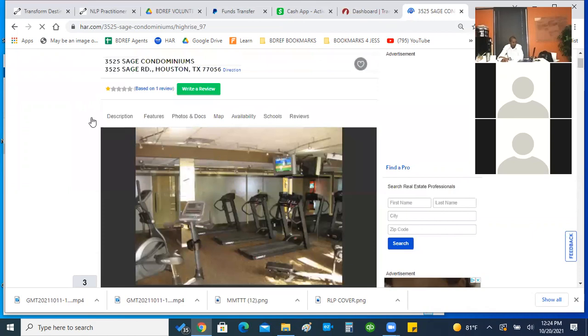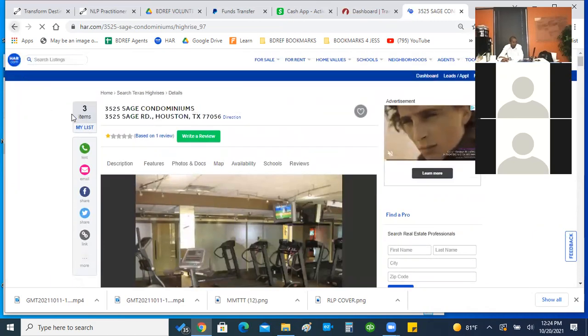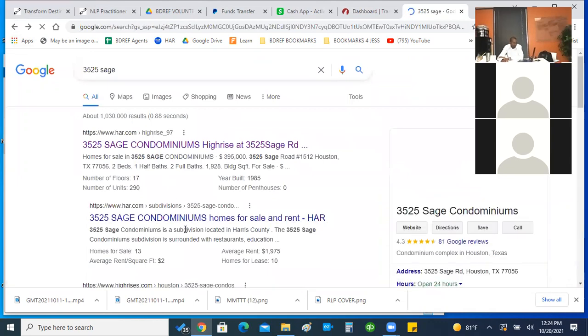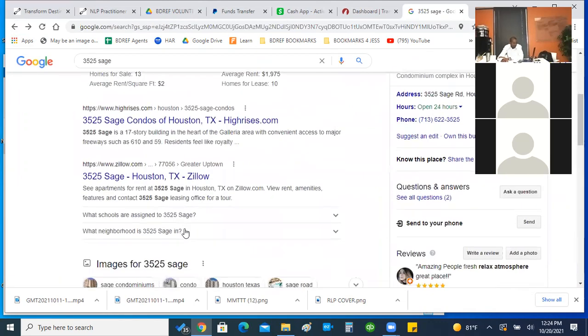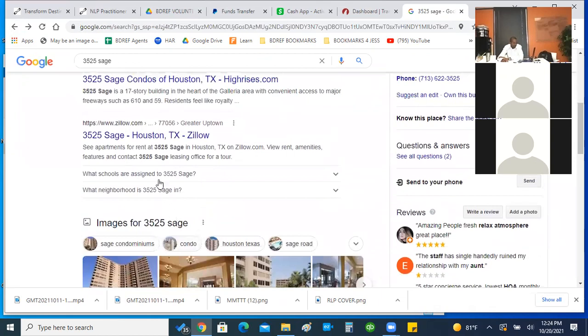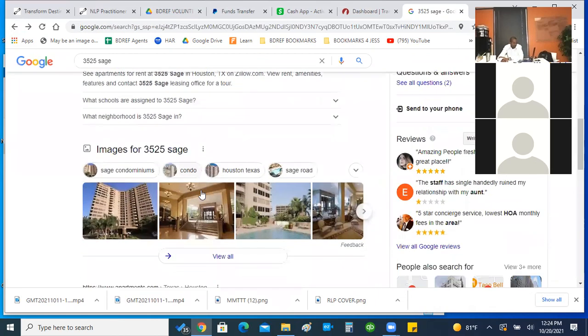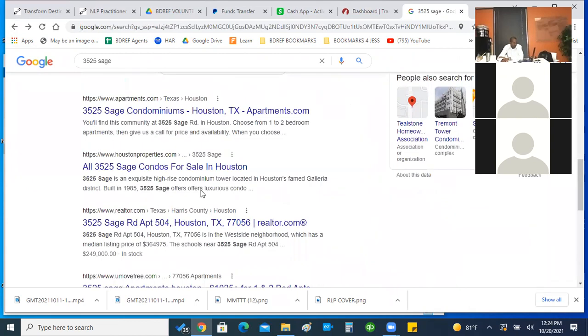Right, 3525 Sage. This is just about the high rise. Let me find some. I need a unit. Pick one under 200,000. It would be the 149,750, unit 1407. What's the MLS number?